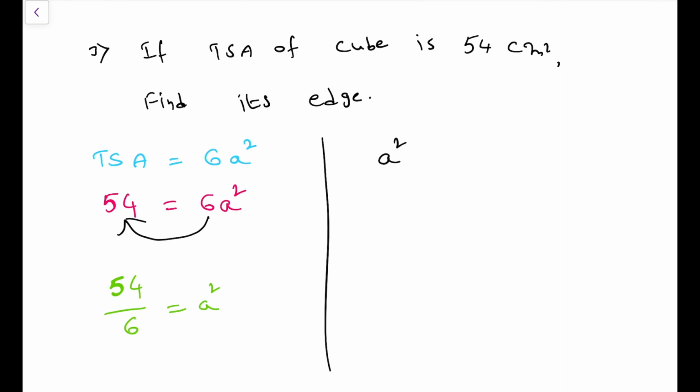A square equals, what is the value of 54 by 6? 9. That is nothing but 6 table where 54 will come. So a square is 9, then what will be a value? Which number square is 9? It is plus or minus 3. But here we are finding the edge, nothing but measurement. So measurement cannot be negative. So we will go with the positive. So edge of the cube is 3 centimeters.